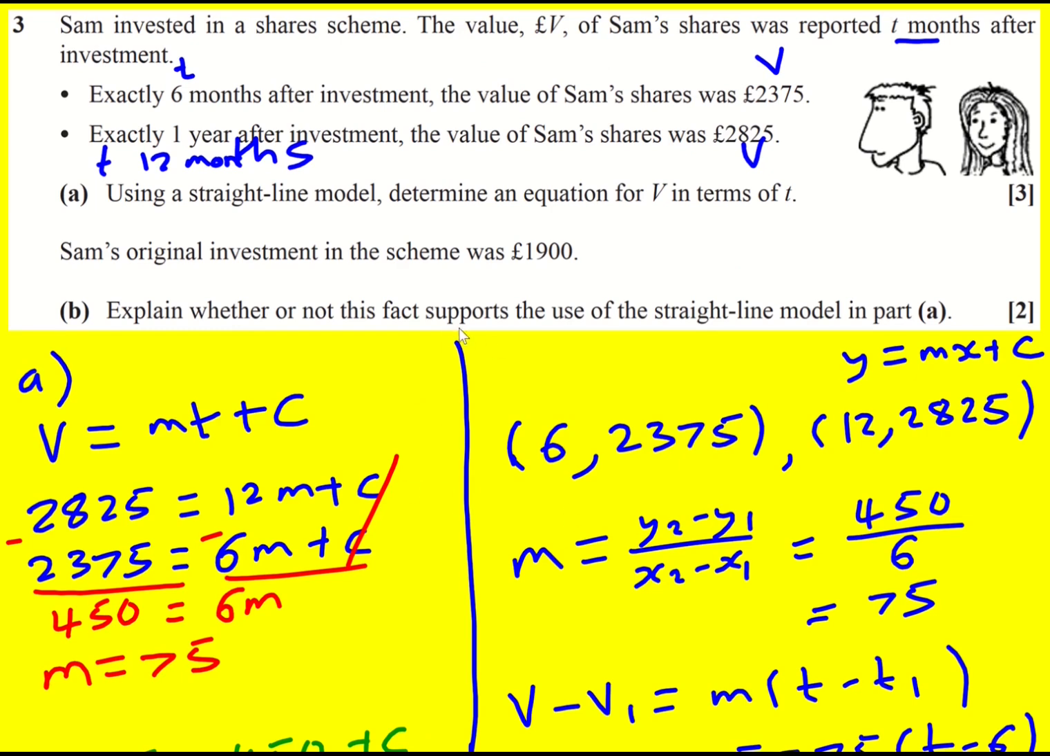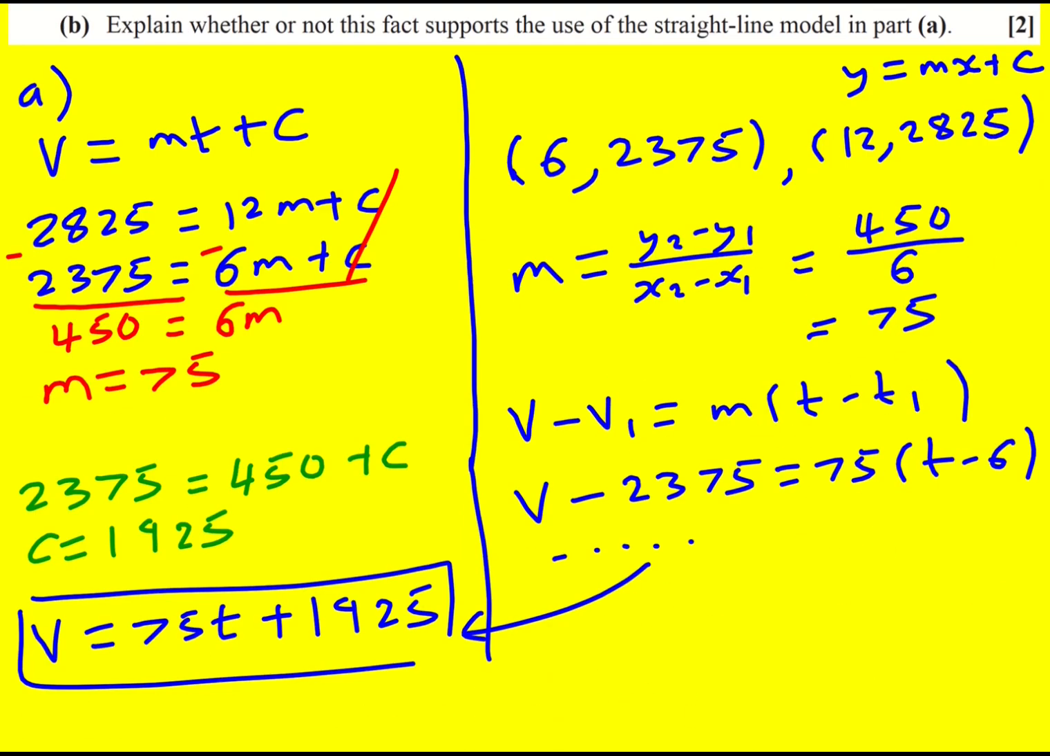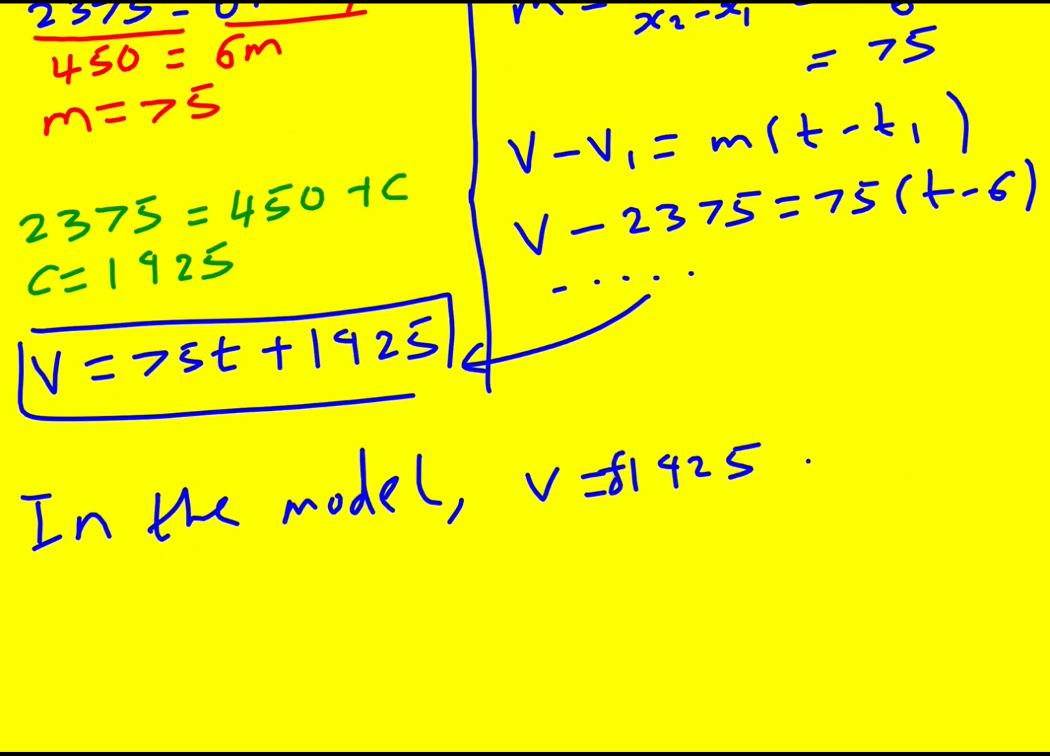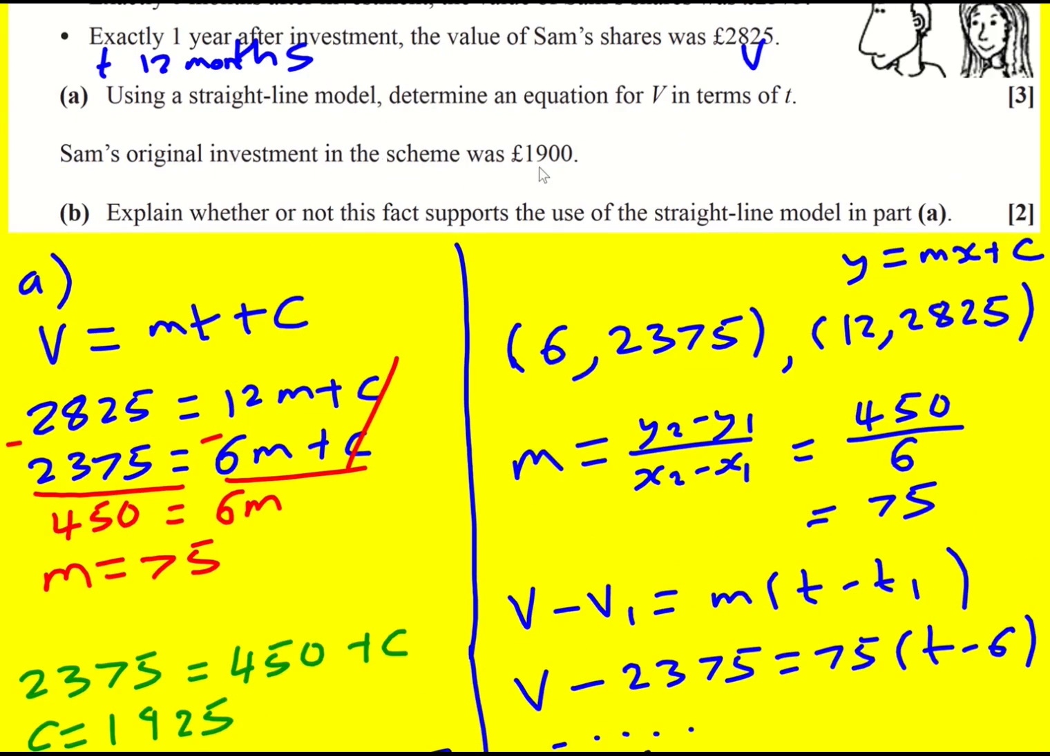In part B, we're asked to explain, so Sam's original investment in the scheme was 1,900. Explain whether or not this fact supports the use of the straight line model in part A. So we need to compare the two. So in the model, V is equal to £1,925 when t equals 0. It's just our intercept. So this is at the start. And the actual value was 1,900.